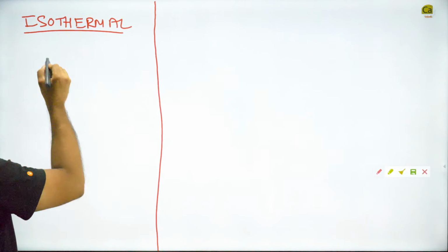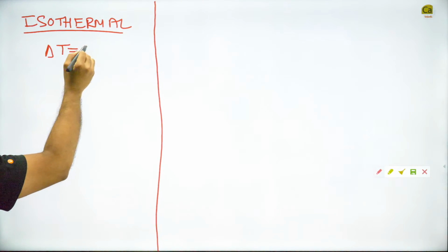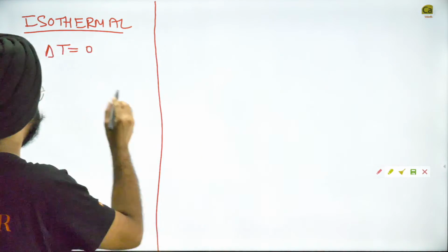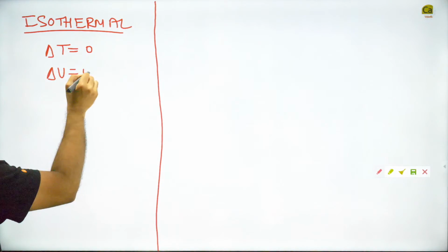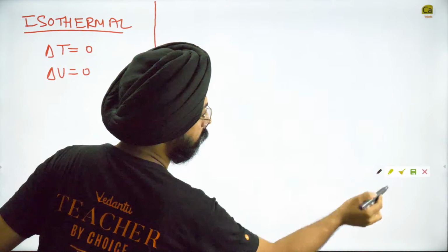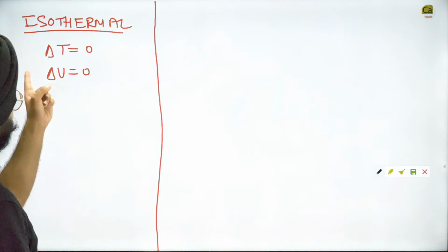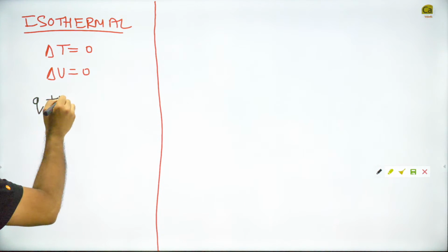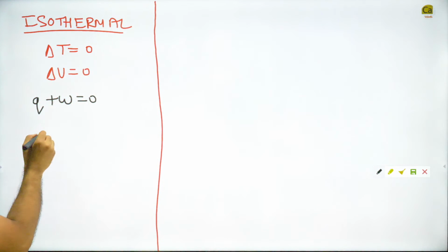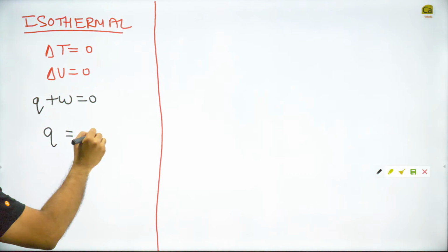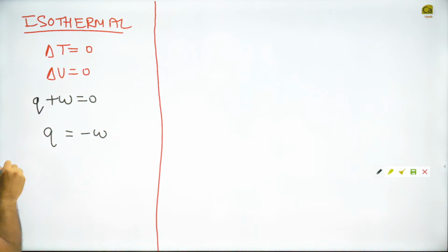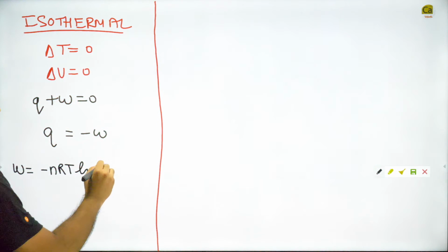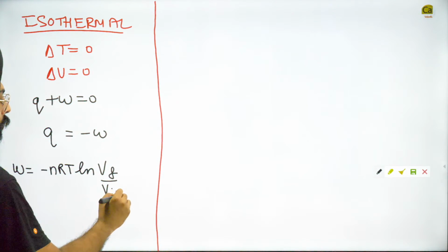In an isothermal process, what do we know? We know that delta T is equal to 0. Since change in temperature is 0, we learnt today that change in internal energy is also 0. So I can say that Q plus W is equal to 0, so Q is equal to minus W. And we have calculated W is equal to minus nRT ln of V final upon V initial.